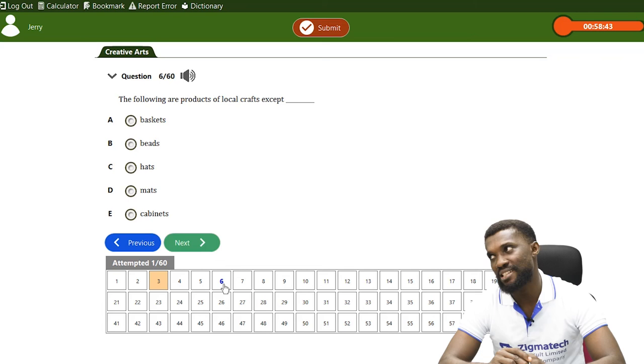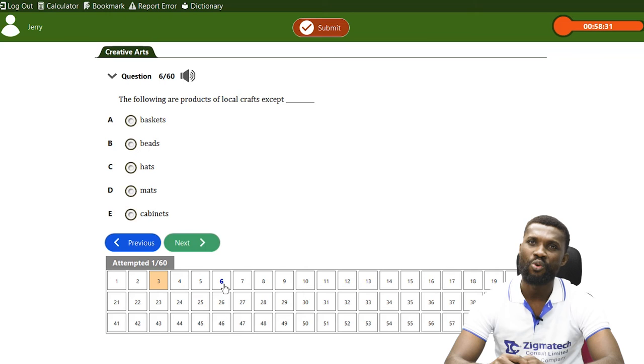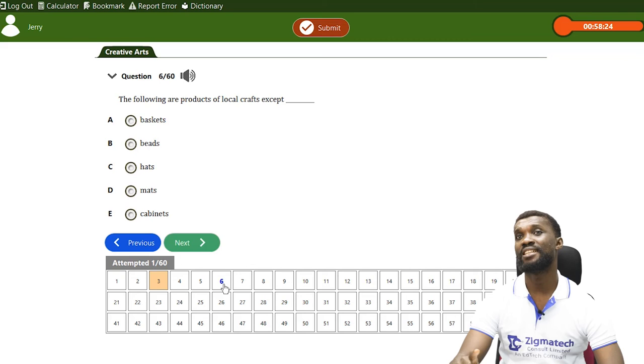Number one, basket. Yes, can a basket be produced locally? Yes. So it's a product of a local craft. Number two, we have beads. Is it beads? Yes. What about hats? A hat can be produced locally. What about mat? Oh yes. And then we have cabinet. You need a professional to produce a cabinet. So if you choose the cabinet, then you're correct with your answer.